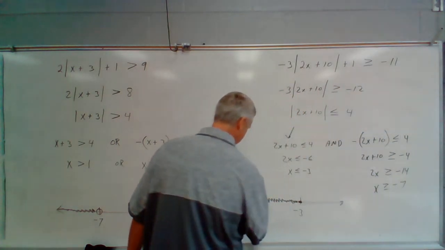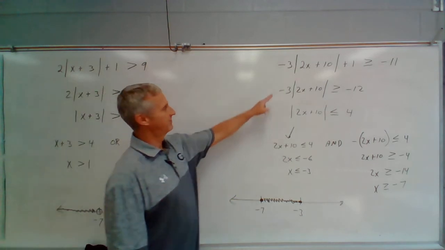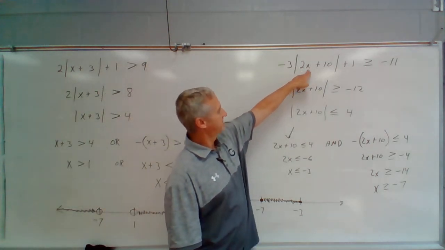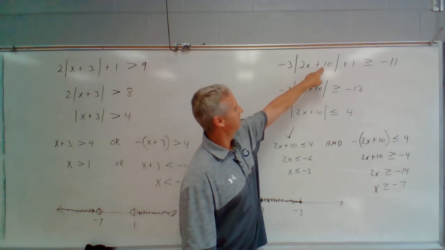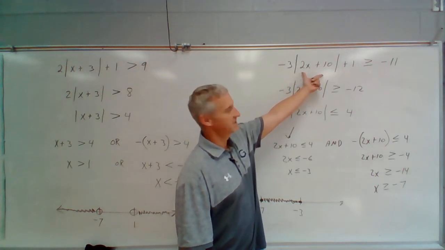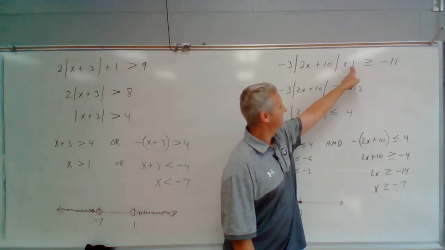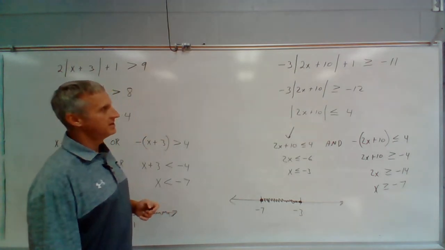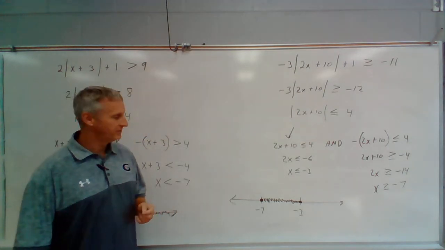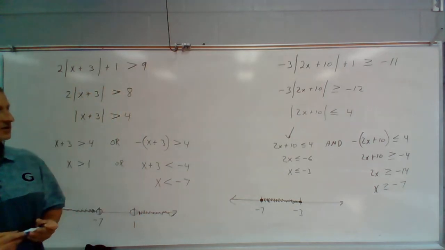Check one more. Let's put in negative 8. Negative 8 should not work. Let's make sure it doesn't. 2 times negative 8, negative 16, plus 10 is negative 6. Absolute value of negative 6 is 6. 6 times negative 3 is negative 18. Negative 18 plus 1 is negative 17, which is not greater than negative 11, so that does not work, and we can be confident we got the correct solution.